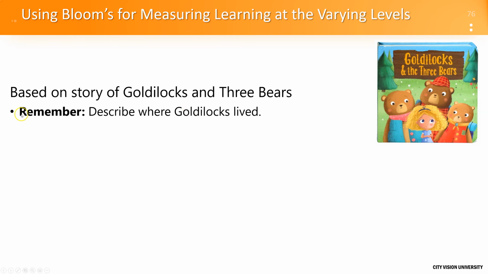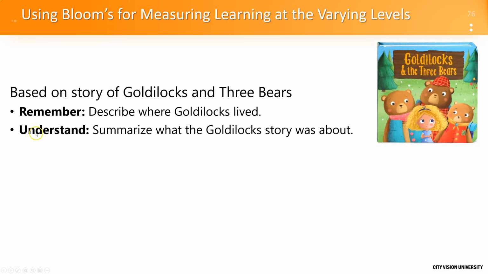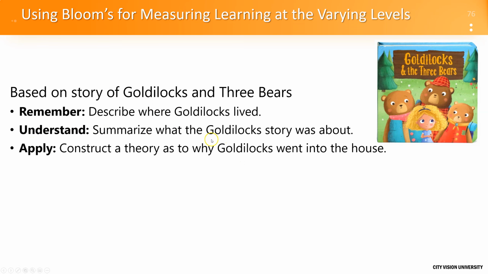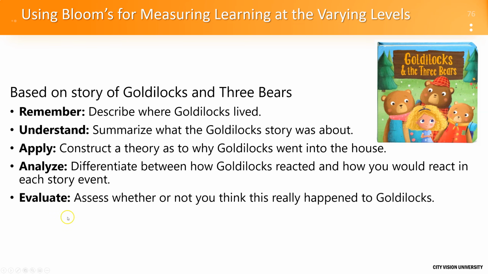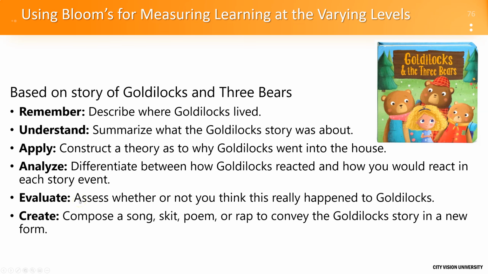So if you had a learning outcome where you're wanting to, lower level Bloom's taxonomy, describe where Goldilocks lived. That would be remember. Understand would be summarize what Goldilocks was about. Apply would be construct a theory as to why Goldilocks went into the house. Analyze, differentiate between how Goldilocks reacted and how you would react in each story event. Evaluate, assess whether or not you think this really happened to Goldilocks, and then create. Compose a song, skit, poem, or rap to convey the Goldilocks story in a new form. So that's just to explain, as an example.